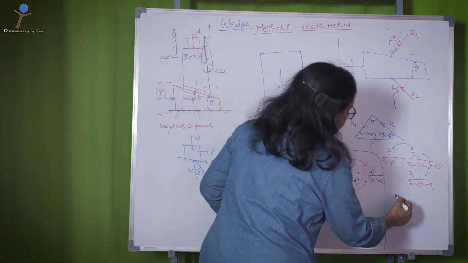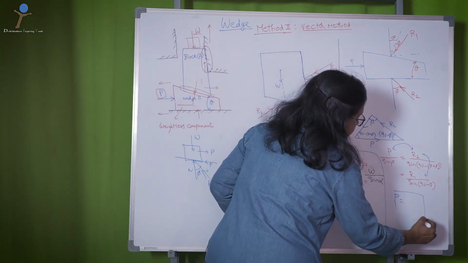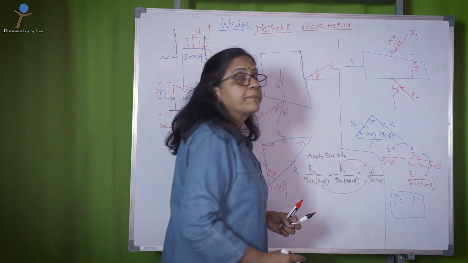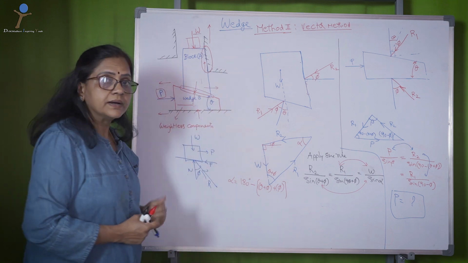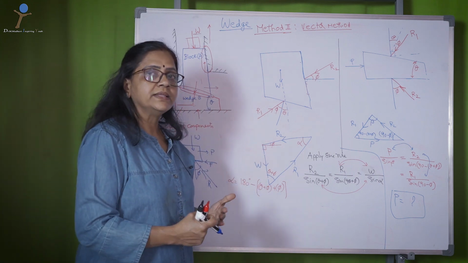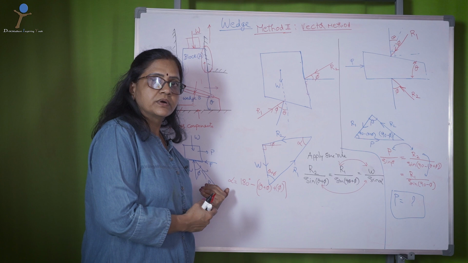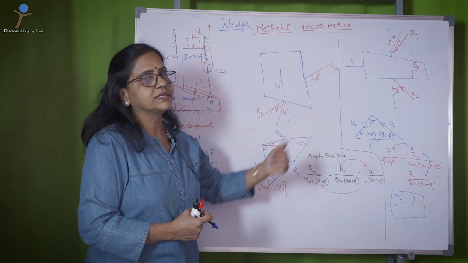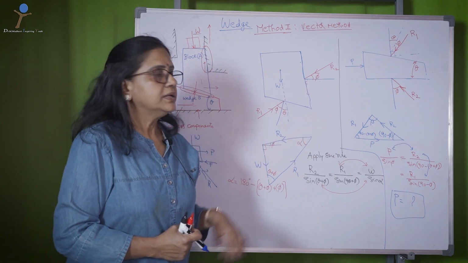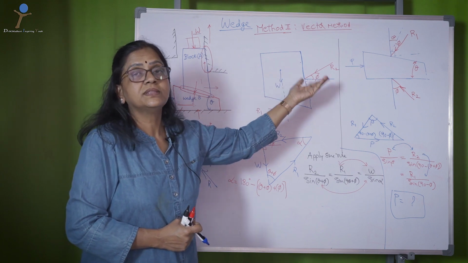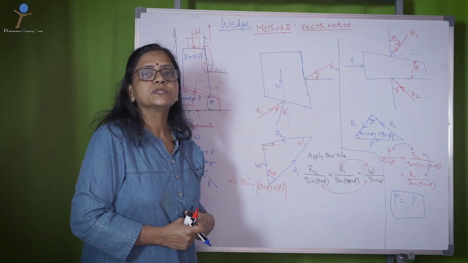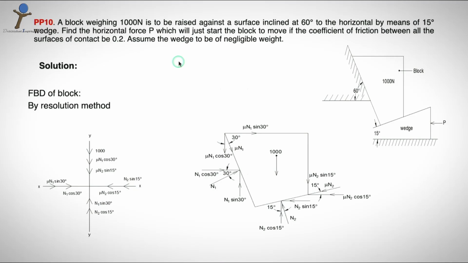Thereby, you can solve for the P value, that is the required applied force on the wedge to raise the body to a certain height. So, you can either follow a resolution of forces method or a vector method. This can be used only if you have 3 forces in the system. If you have more than 3 forces, then it is better to use resolution of forces. Let's understand the concept of the wedge using a problem.